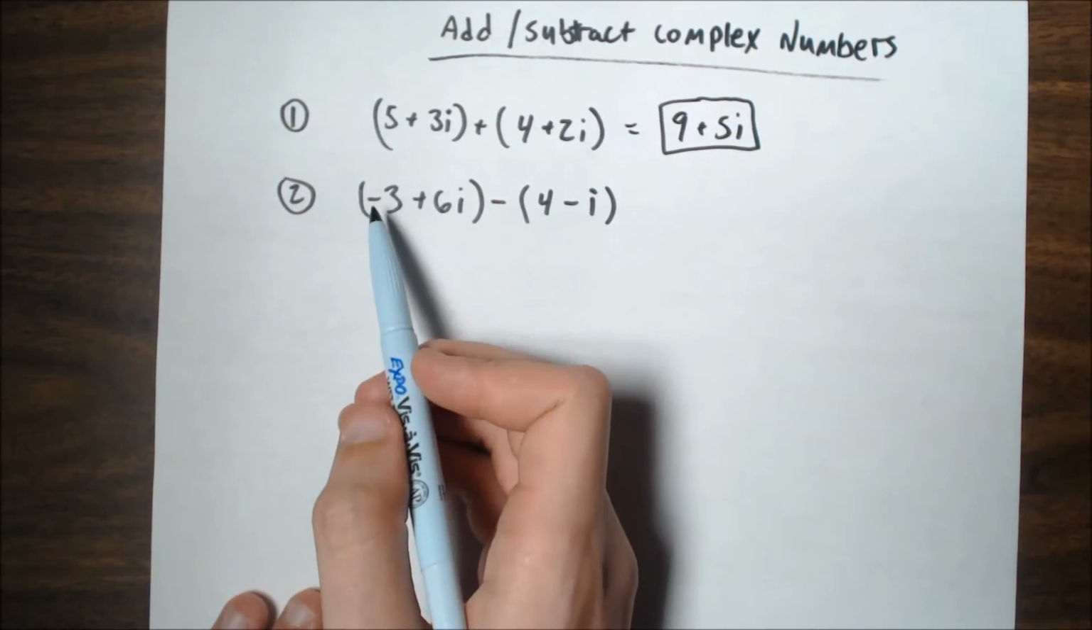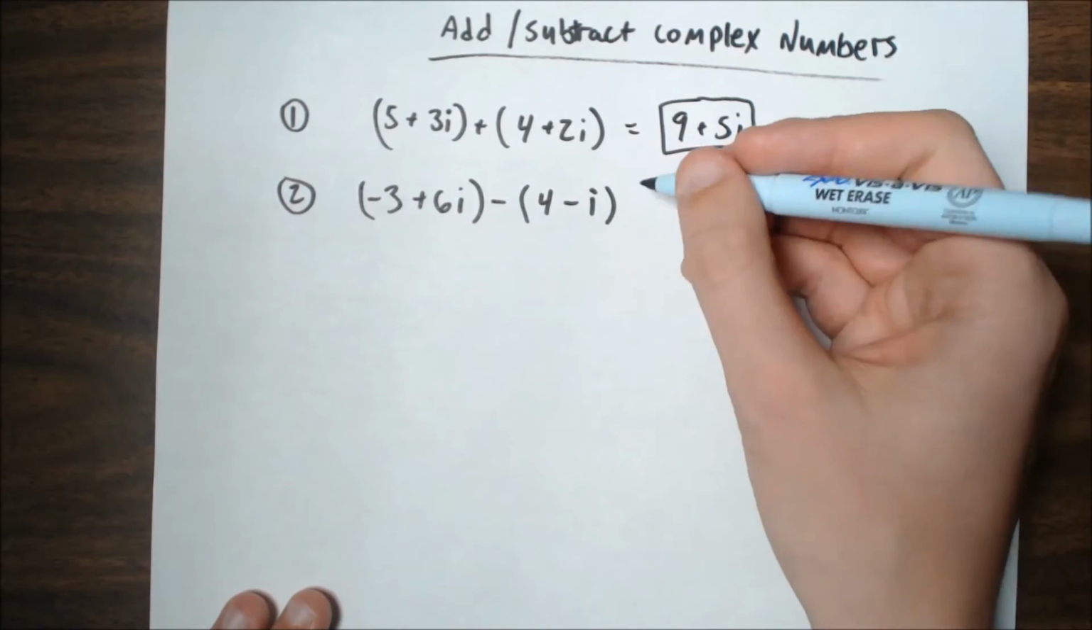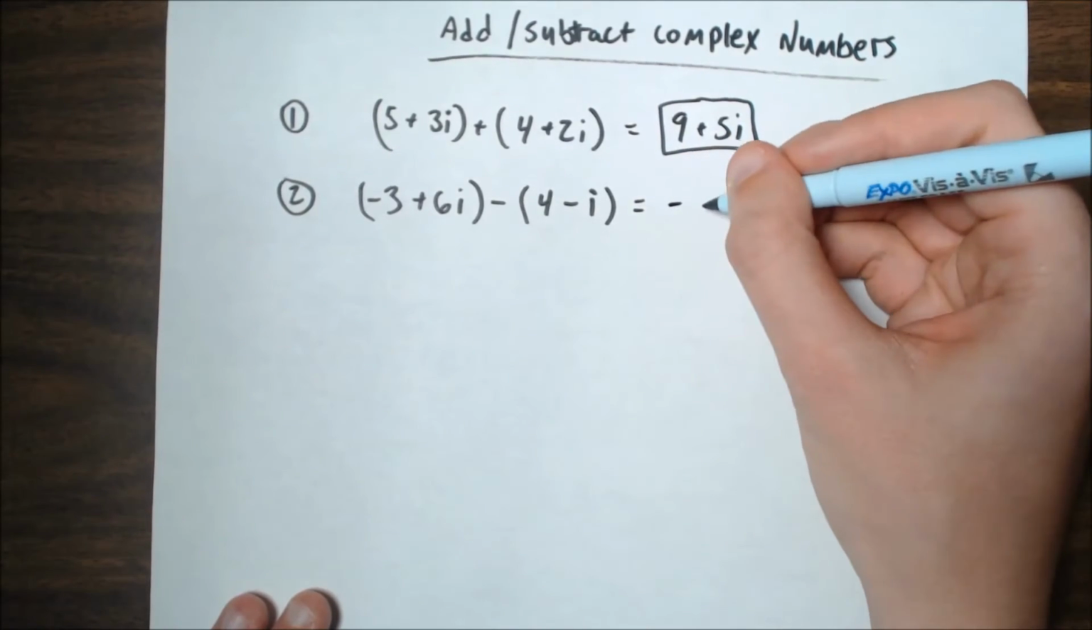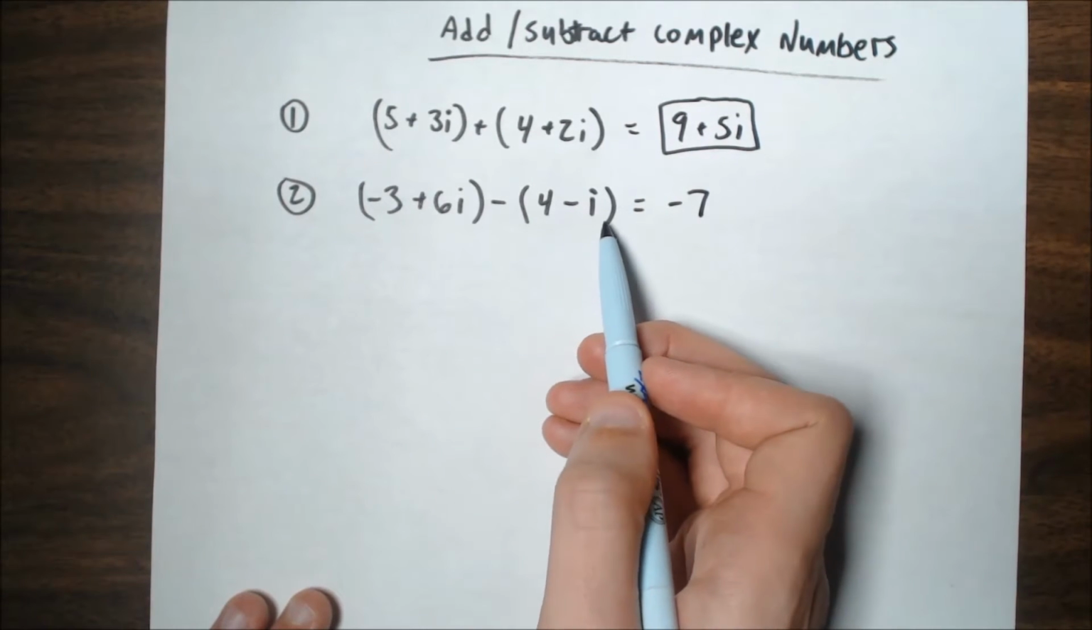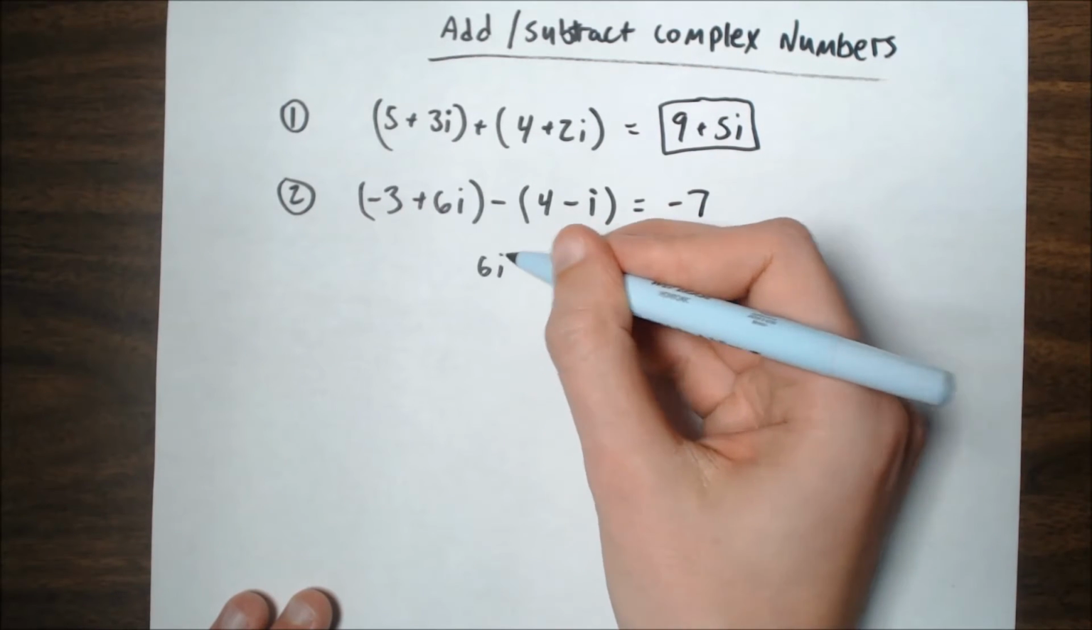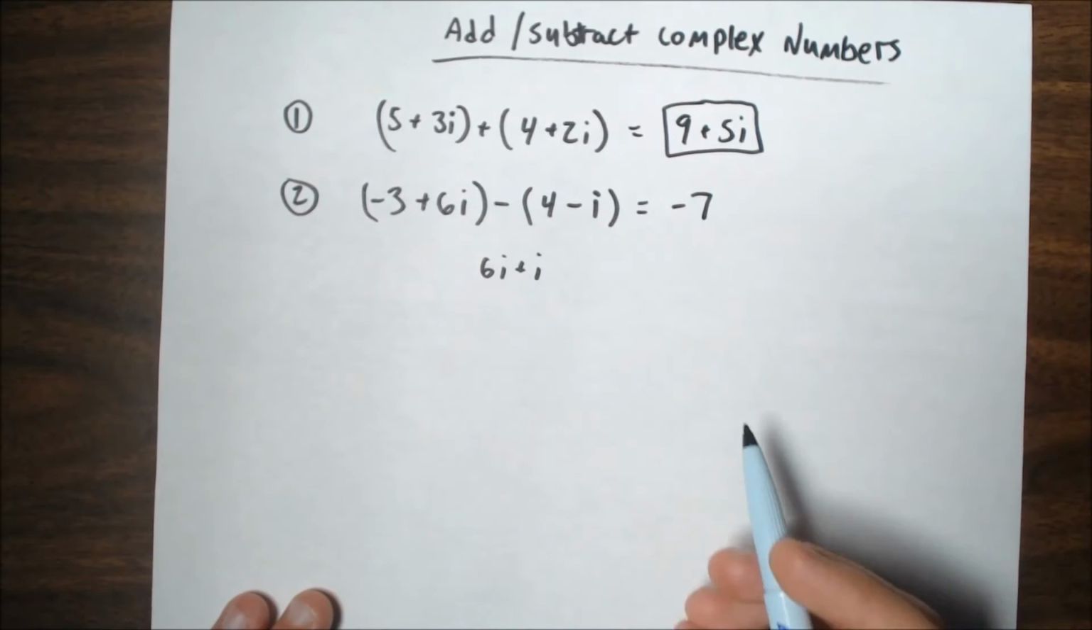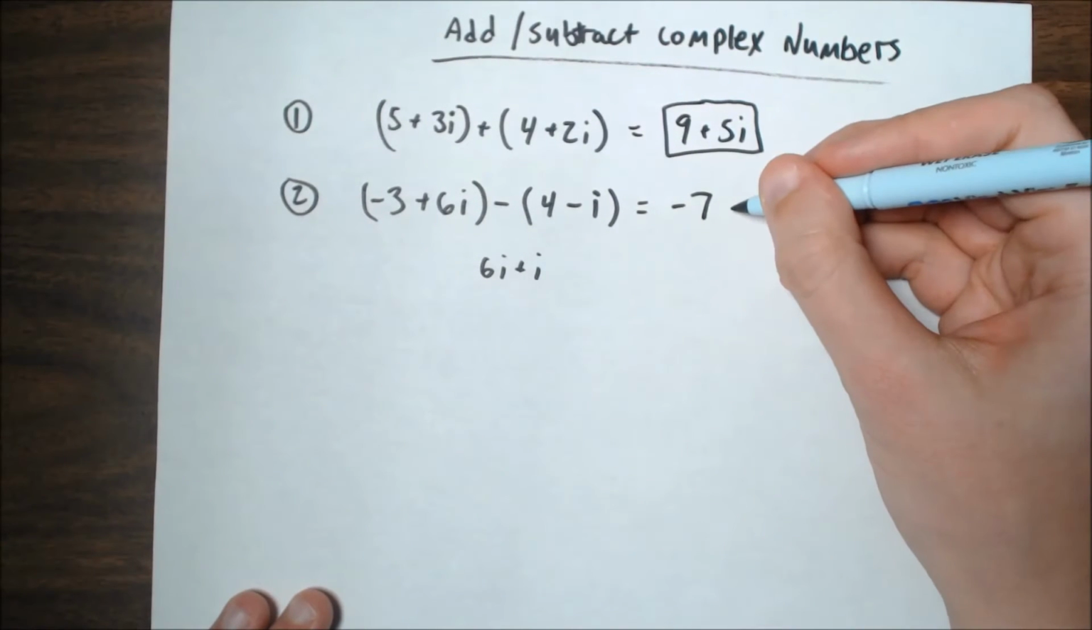All right, the next one, negative 3 minus 4. Negative 3 minus 4 is negative 7. And 6i minus negative i, that means that's 6i plus i, actually. So that's going to be 7i.